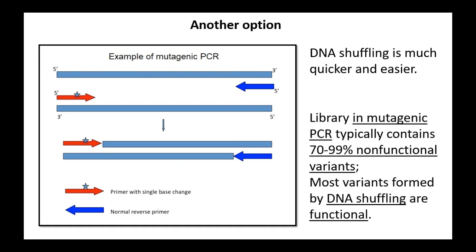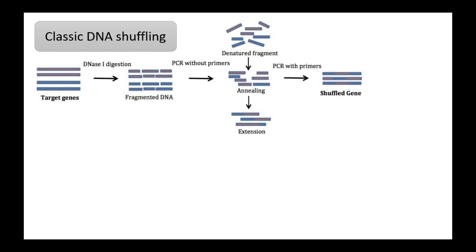Also, a library generated by a mutagenic PCR typically contains 70 to 99% of non-functional variants, whereas most variants formed by DNA shuffling are functional. How does it work? Classic DNA shuffling is done as follows. First of all, you need an initial set of mutant genes derived from a single gene.